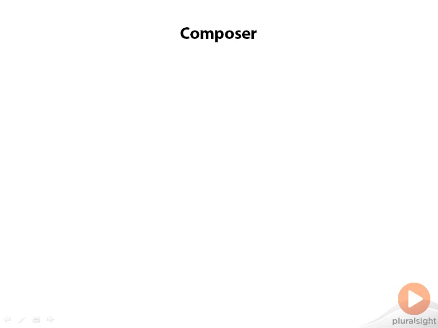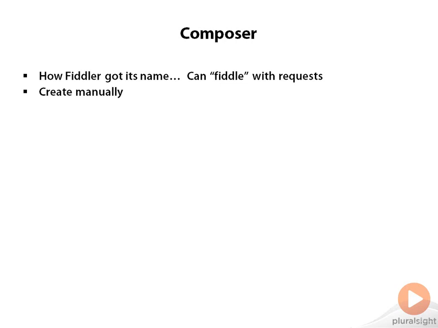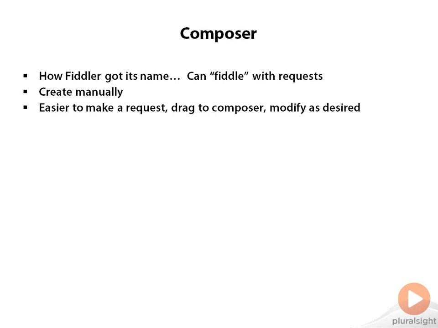One of the nice features of Fiddler is the ability to use the composer to actually modify requests or responses to see how they would impact how a page or site behaves. Really, the composer feature is how Fiddler got its name, the ability to fiddle with your requests and responses. You can create these manually, building up a complete request by hand, but it's a lot easier to make a request to the server, then drag it to the composer and modify it as desired to see what kind of impact that would have.